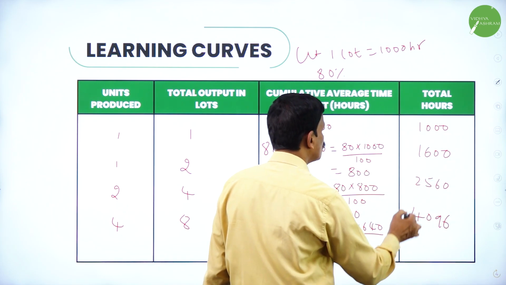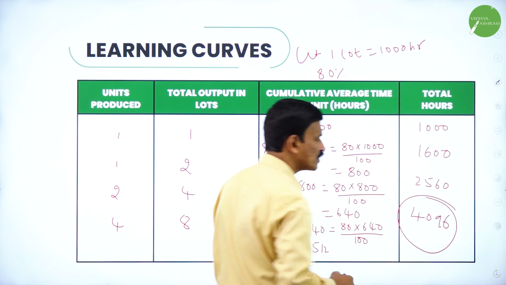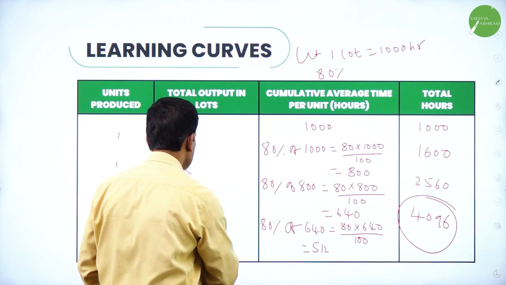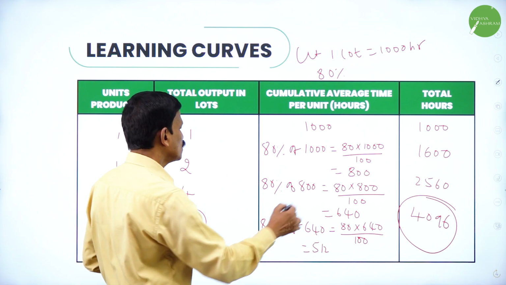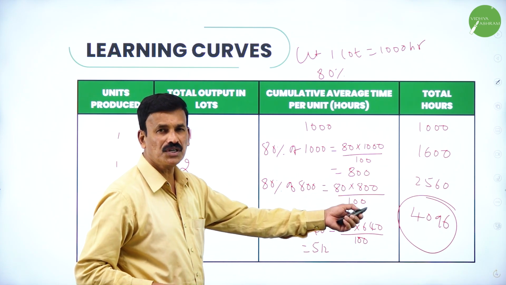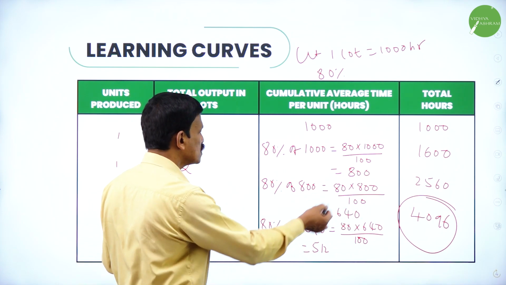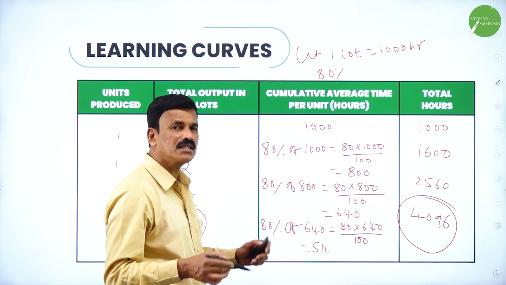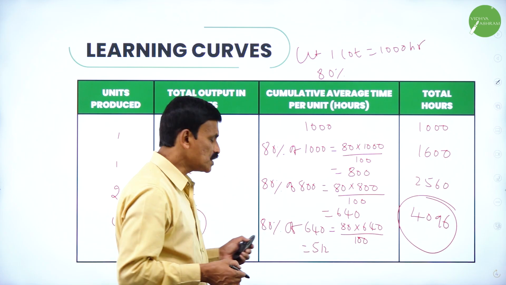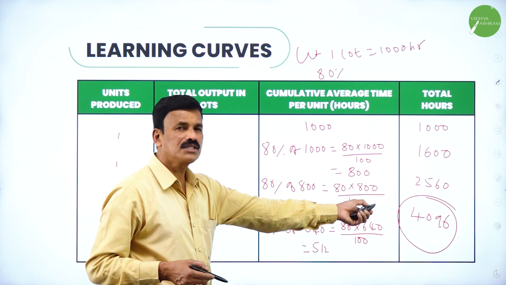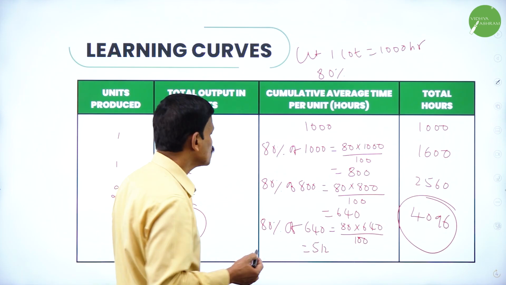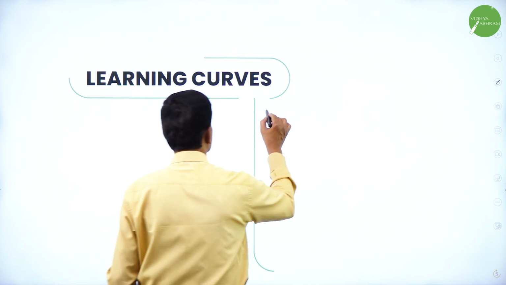4096. So, what is the total number of hours? The total number of hours is 4096 to produce how many lots? 8 lots. So, the total number of hours required to produce 8 lots is 4096. Now, what is to be calculated? Just calculate the cost to produce these 8 lots in rupees. What is the amount given? 40 per hour. So, now conclude this.